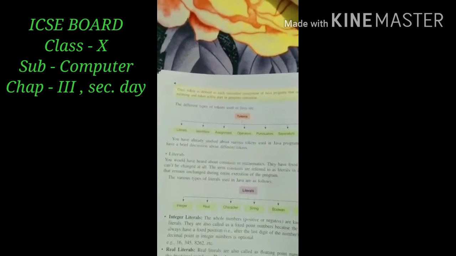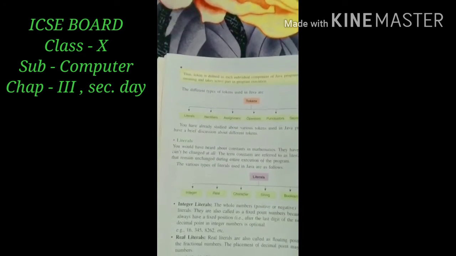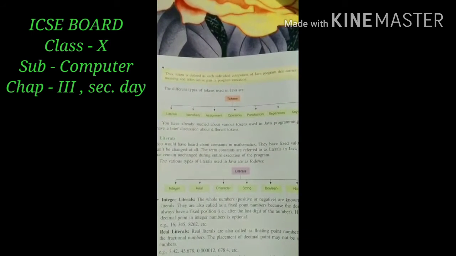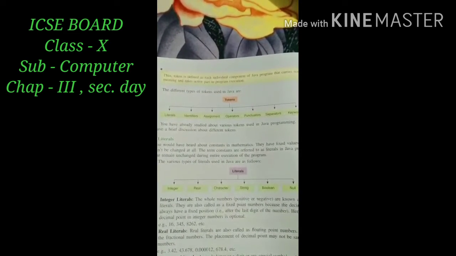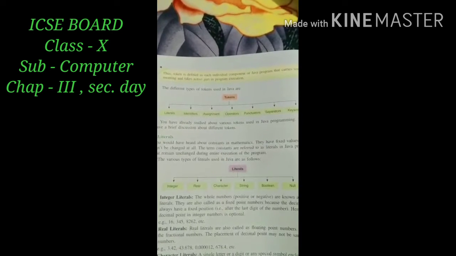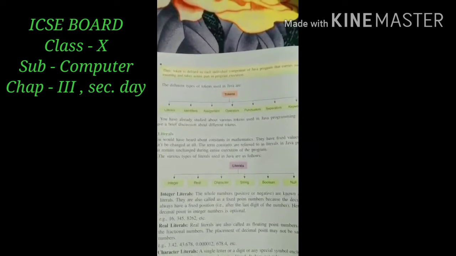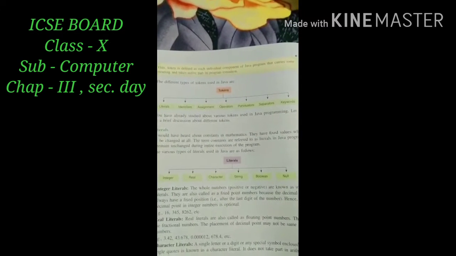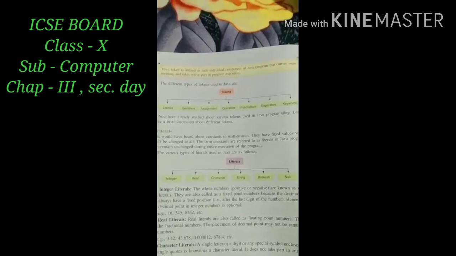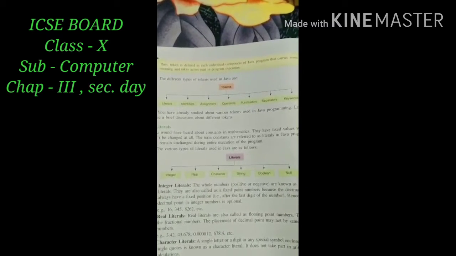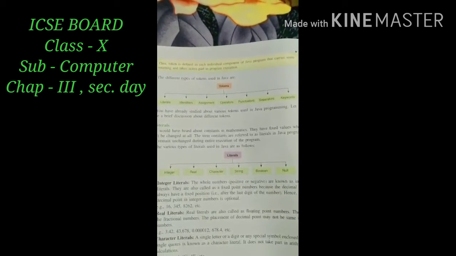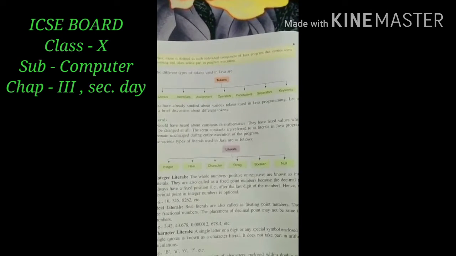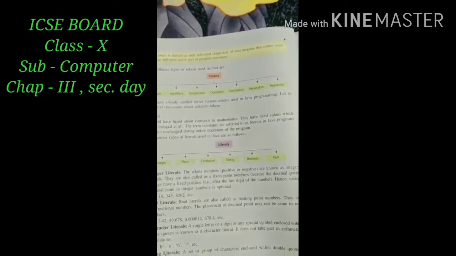So first of all, we will understand what literals are. Literals mean a constant whose value is fixed. We cannot change the value of literals. Like 23 is a constant and it is an integer type literal. Literals are also divided into integer, real, character, string, boolean, and null.